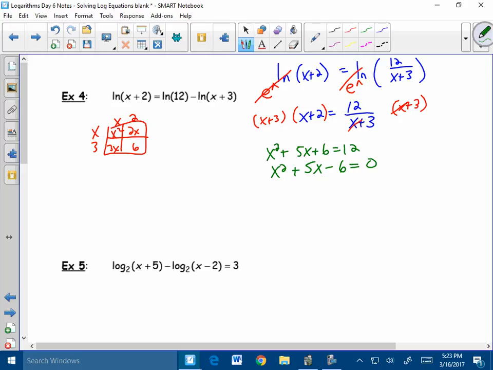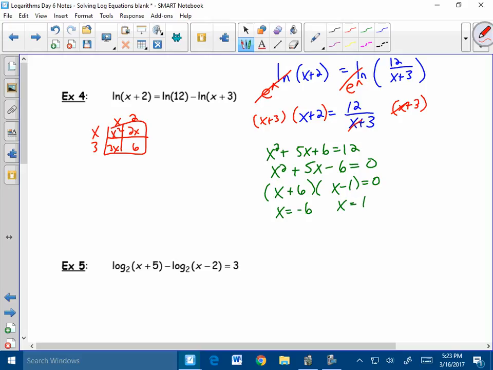I'm going to factor this. Careful with the 5 and the 6. You will always mess this one up. It's either 3 and 2 or 6 and 1. If this is a negative and I have to end up with a positive 5, it's got to be 6 and 1. And so x plus 6, x minus 1 equals 0. So I get x equals negative 6 and x equals 1.